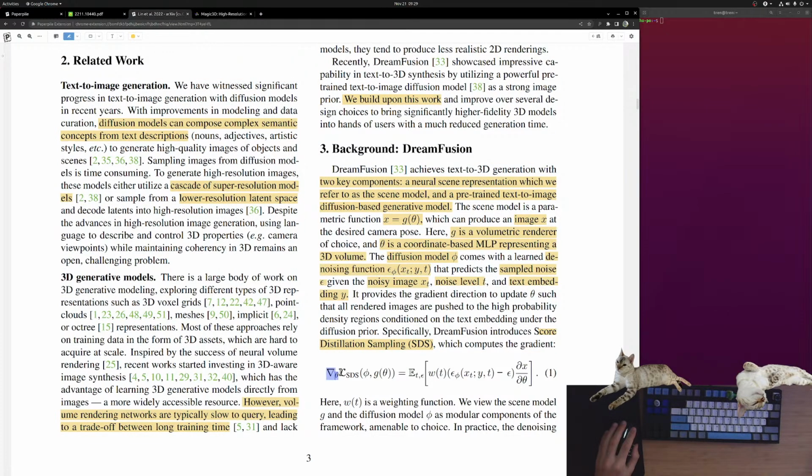Okay, so this is the gradient with respect to the parameters of the MLP, which is theta. This is a loss function, score distillation sampling, loss SDS. It is a function of phi, which is the diffusion model, and g of theta, which is the actual rendering process. And this is the expected value at some time t, or noise level t, now that we know that the noise and time are basically the same thing.